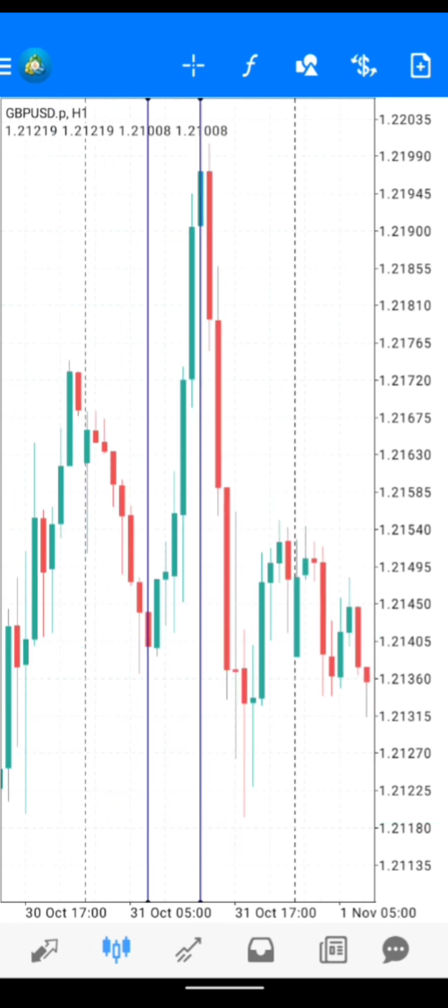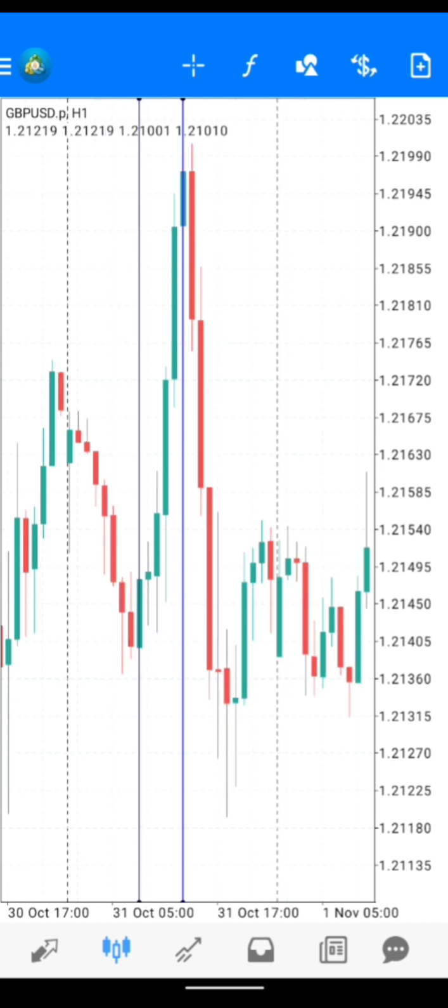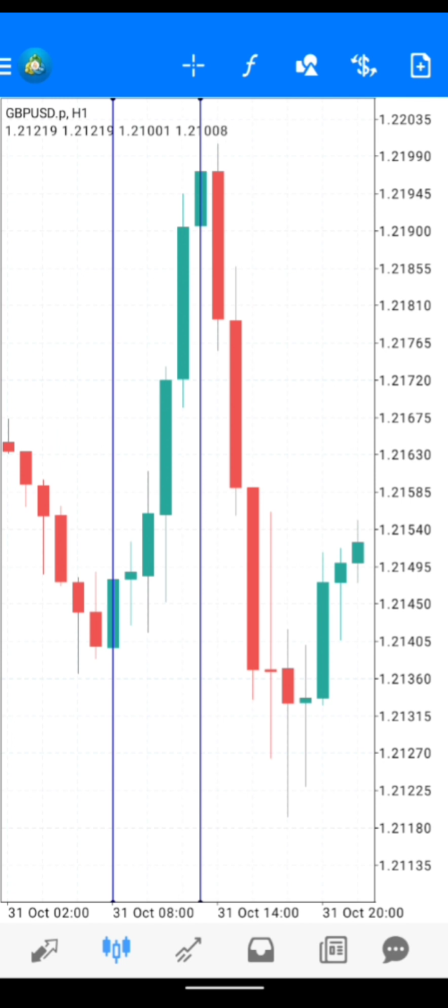So you realize the price action is basically the behavior of the market between these blue vertical lines. You realize the market was buying, it was going up. So we can say the market was bullish between 5. The bottom of your chart shows time and date. So between those two vertical lines, we have a bullish price action. The market was buying, it was going up.